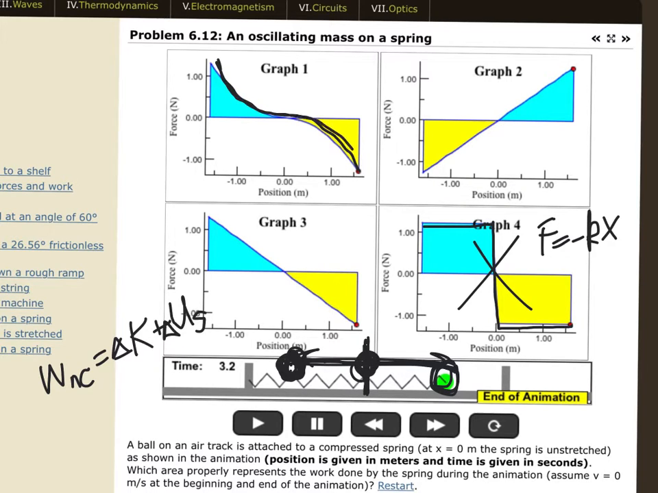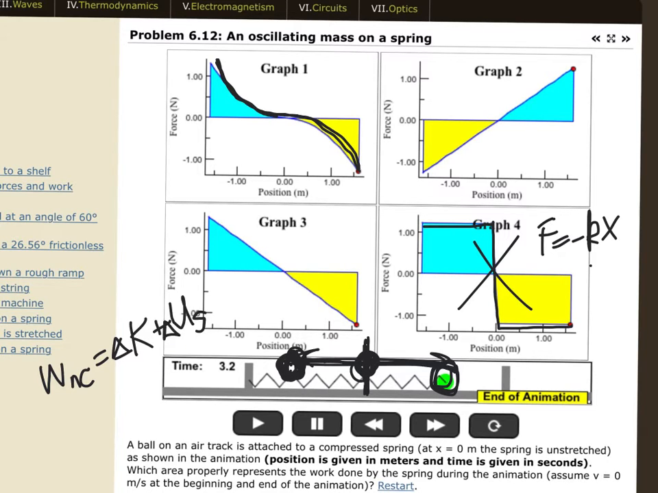an exponential, or is it linear? It's linear, right? This is a linear equation. There's a constant. The x varies according to F according to a constant. So it's got to either be graph 2 or graph 3.